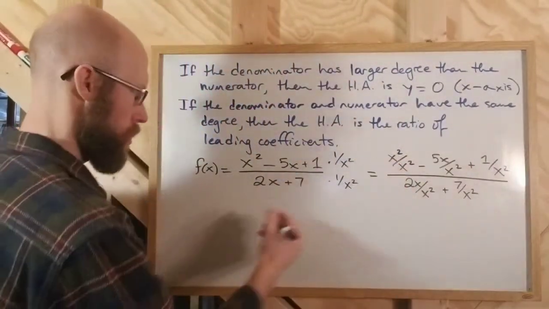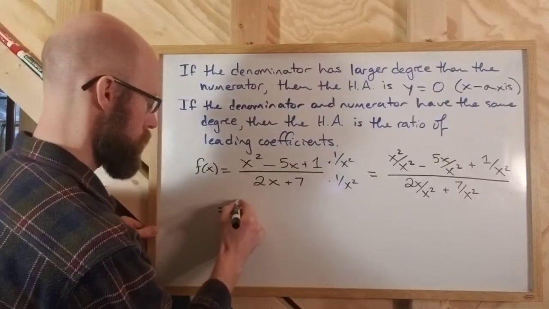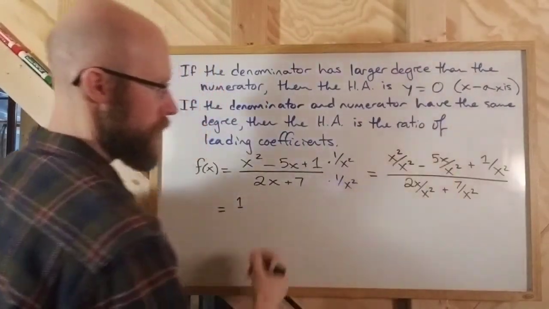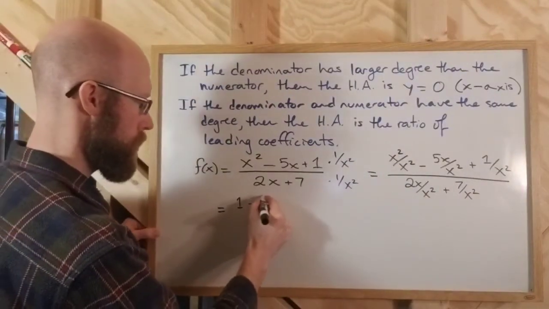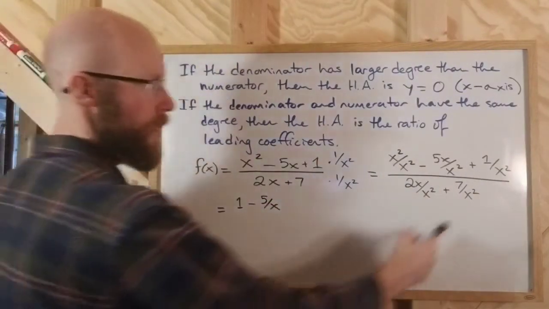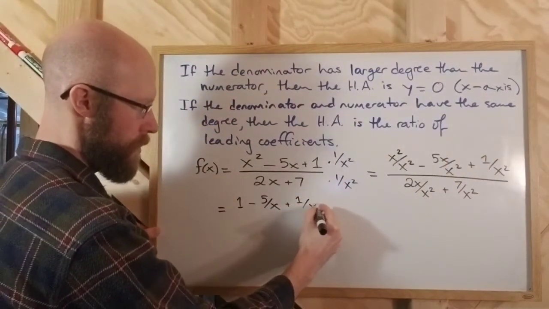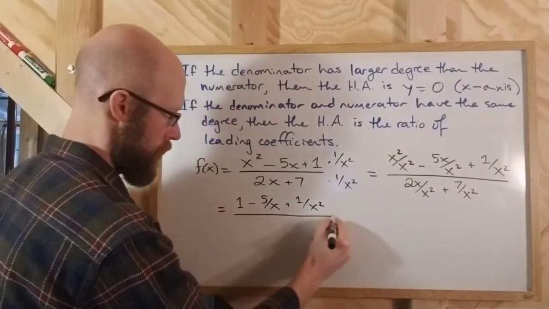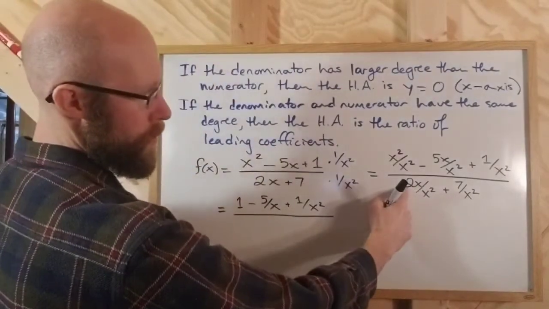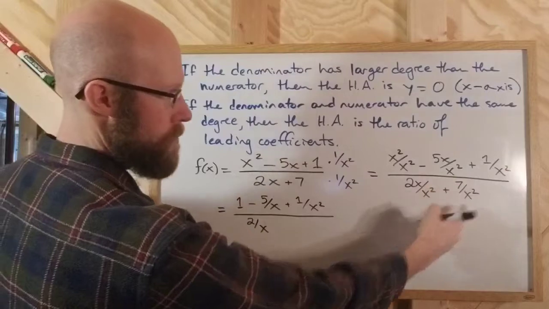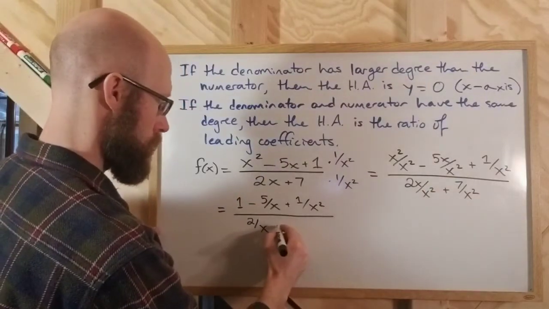So x squared over x squared is just 1. 5x over x squared is 5 over x. And 1 over x squared just stays as 1 over x squared. Then this will become 2 over x, and this one becomes 7 over x squared. That one actually doesn't simplify.